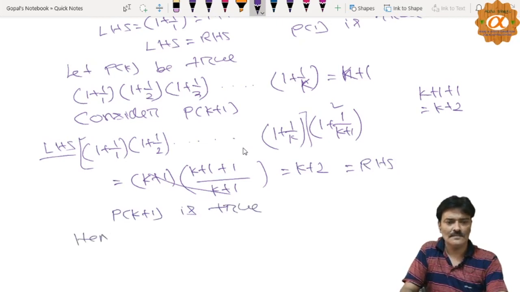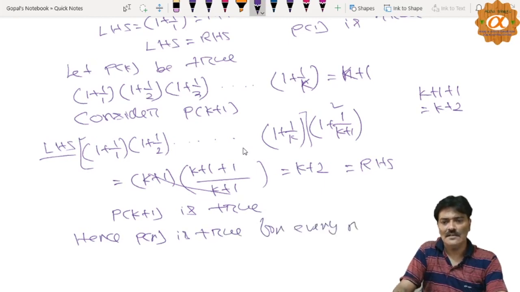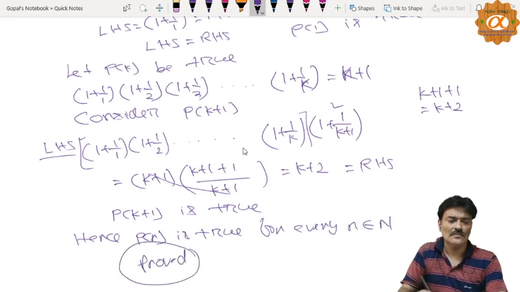Hence Pn is true for every n belongs to N. Proved. Okay.